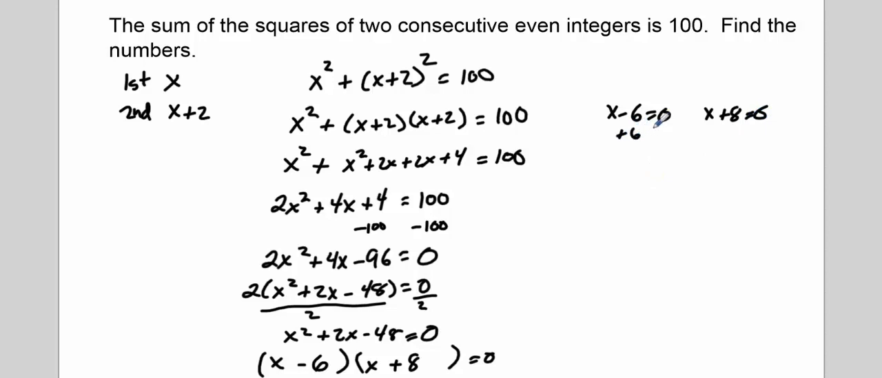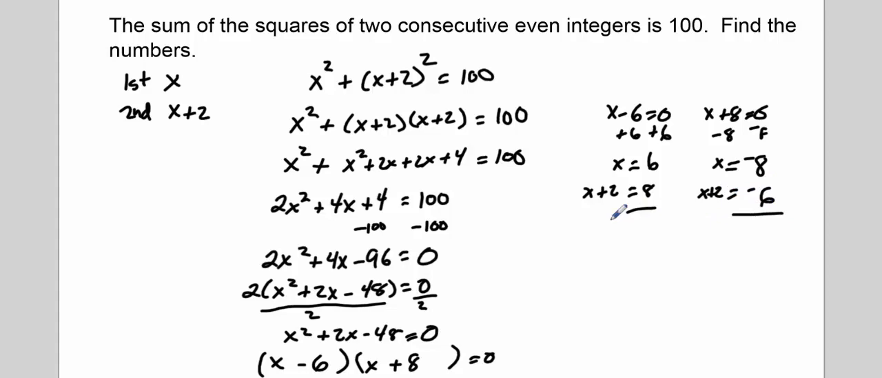Add 6 to both sides here. Subtract 8 from both sides here. So x equals 6. x equals negative 8. These are both even integers, so either one could work. I add 2 to the 6, and I get 8. And I add 2 to the negative 8, and I get negative 6. So those are my two consecutive even integers that will work in this case.